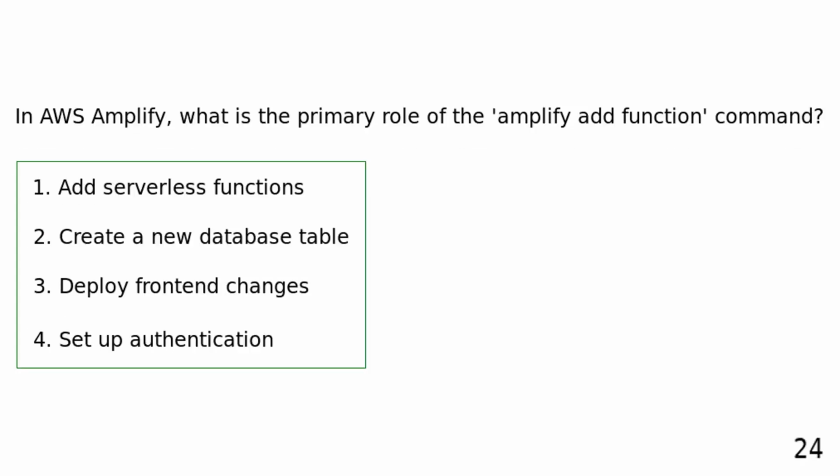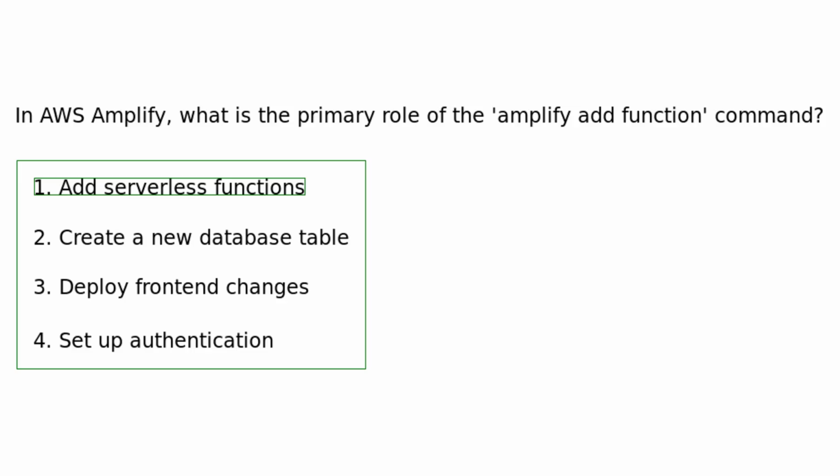In AWS Amplify, what is the primary role of the Amplify add function command? Add serverless functions. Create a new database table. Deploy front-end changes. Set up authentication. Amplify add function adds serverless functions to an existing Amplify project, enabling backend logic without managing servers in AWS Amplify.